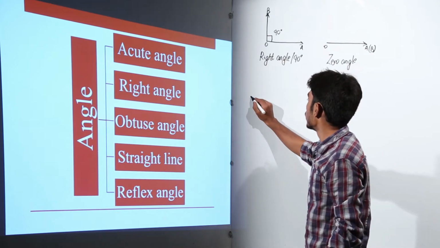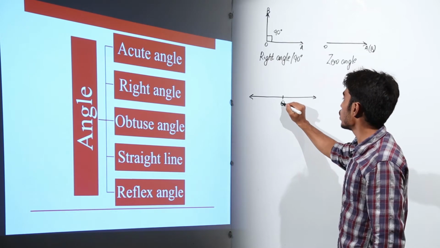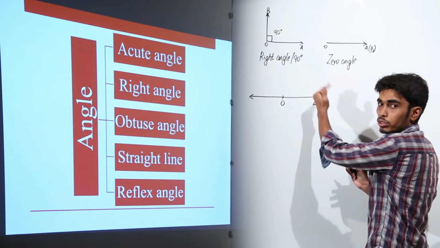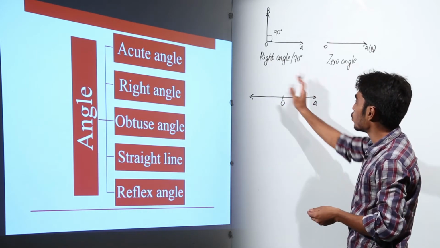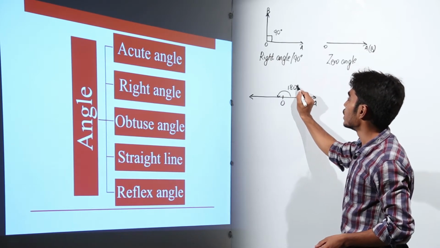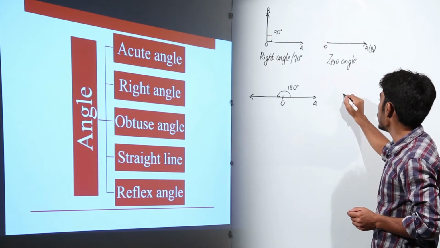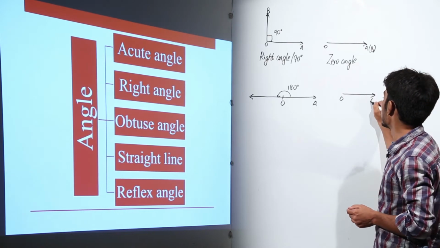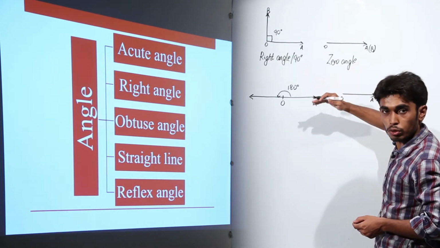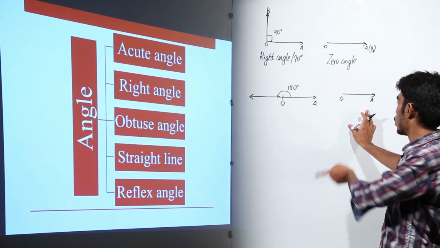Now what would be 180 degree? 180 degree would be, we have the ray OA and OA starts from here and it takes half of the revolution, right? It takes half of the rotation. So this angle is nothing but 180 degree. And what would be 360? 360 would be, we started with OA, we took half of the rotation, we got 180 degree, then we took another half because 180 plus 180 is 360 and we landed back on OA.